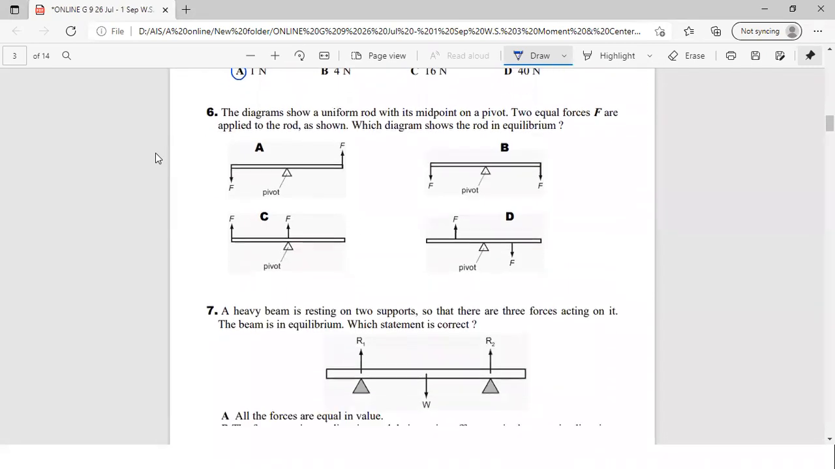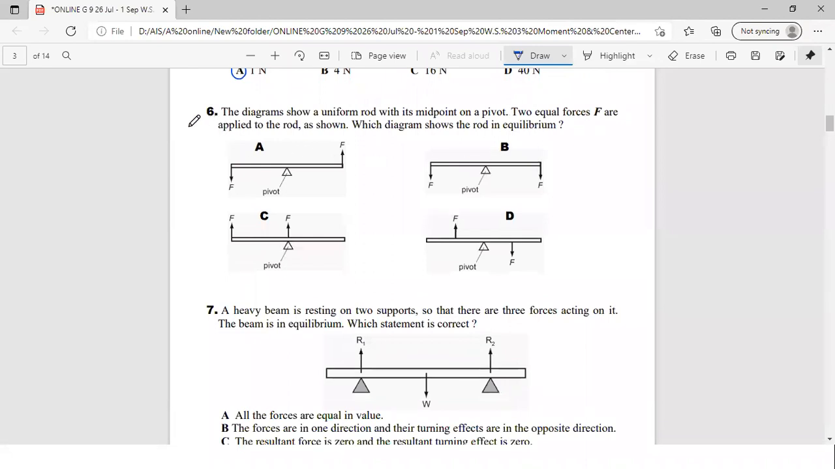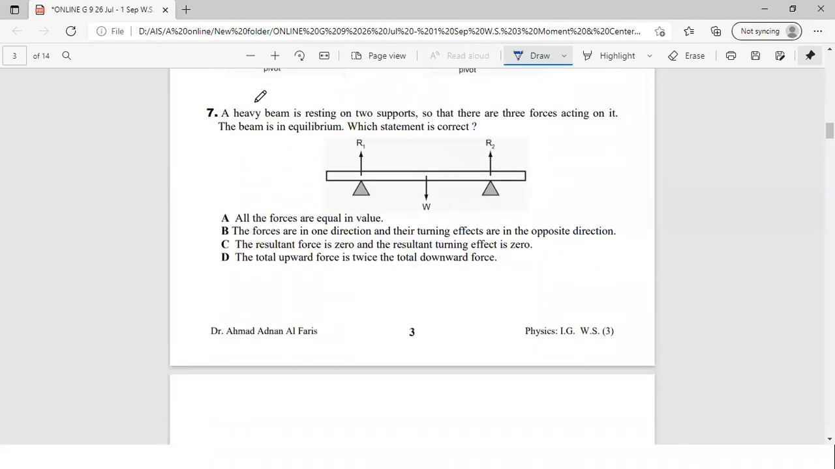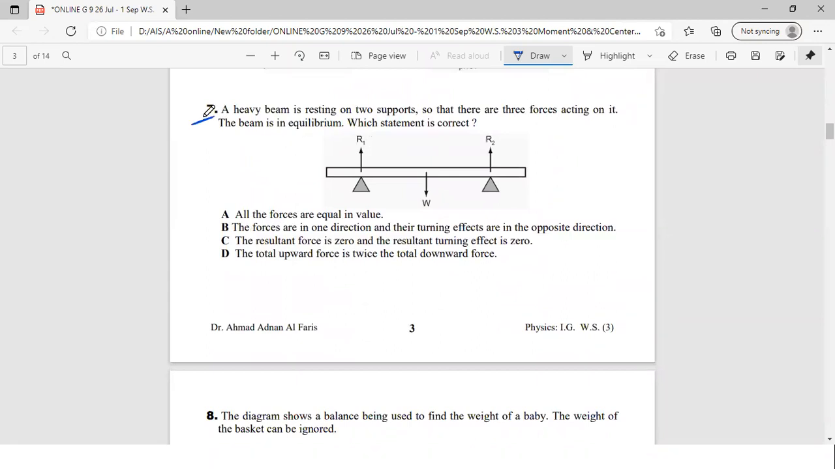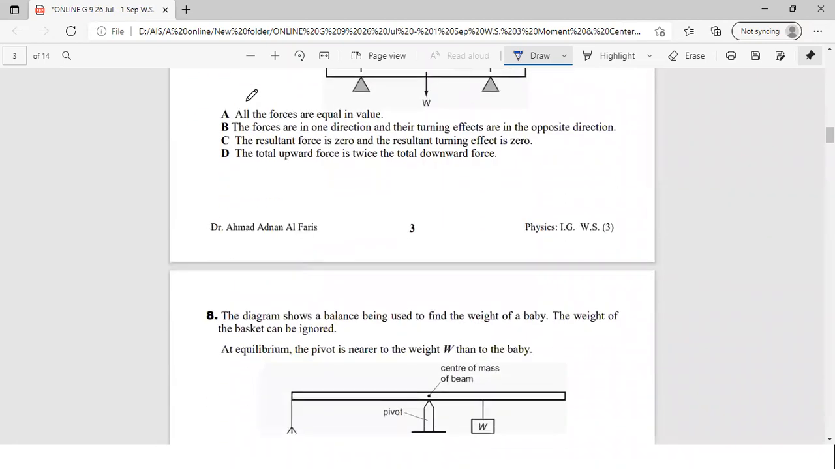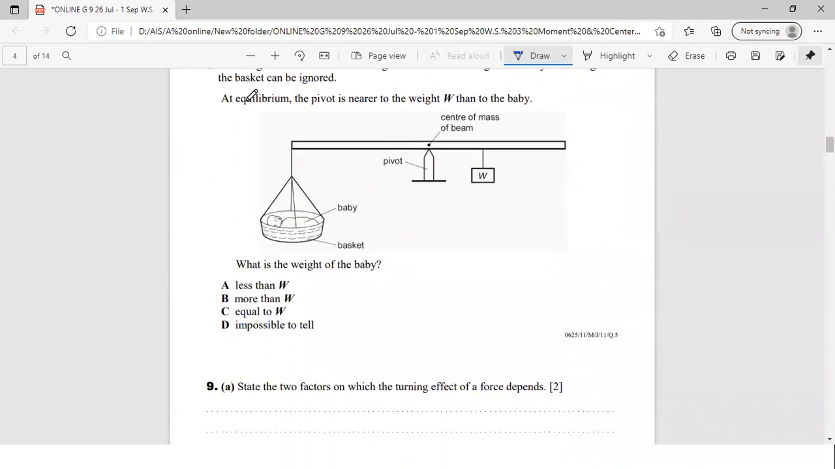Question number 6, also homework, solve it for me. Question number 7, solve it for me, homework. Okay, you can do it, it's very easy. Let's move to question number 8.